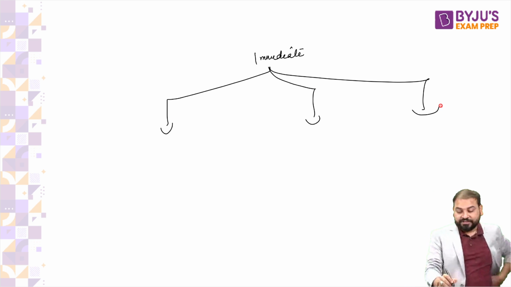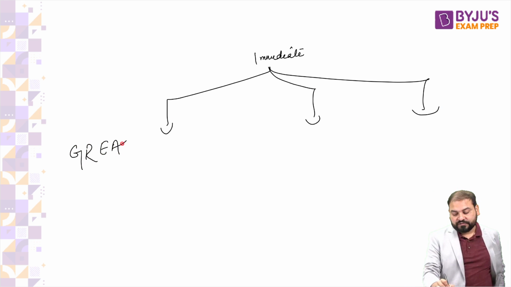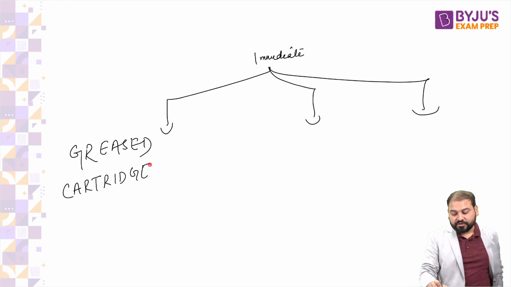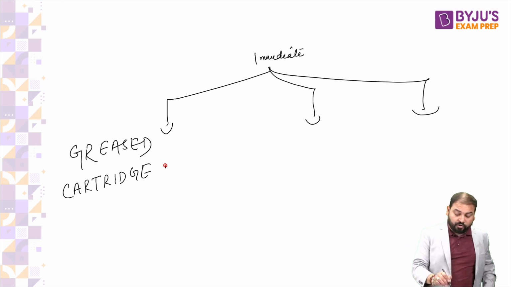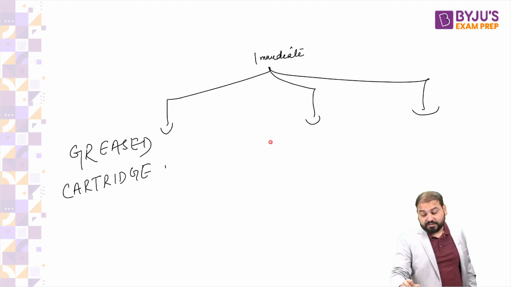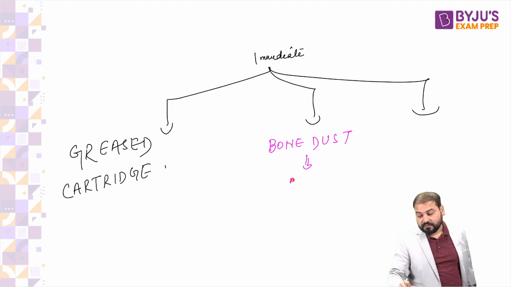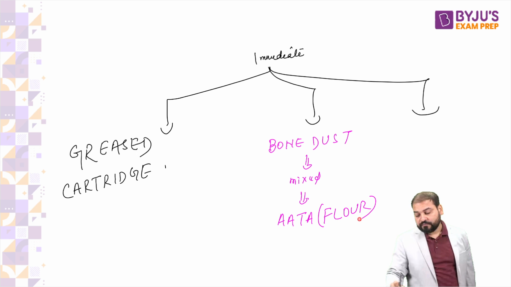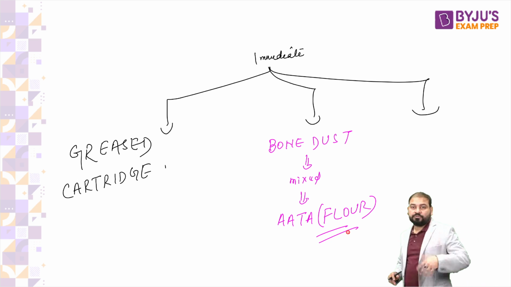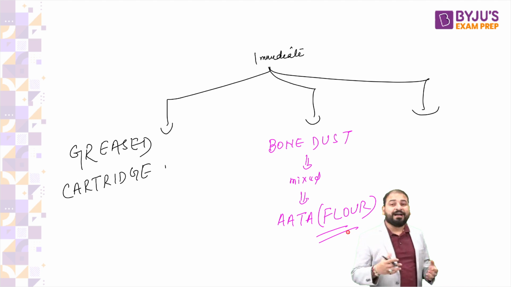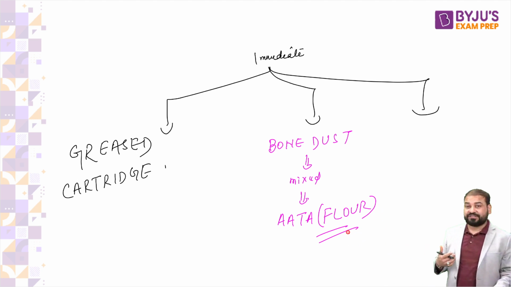One, which I just now told you, the story of greased cartridge. The second rumor was that bone dust was being mixed in the atta. Atta means flour. You know, the chapati, they said in that bone dust were being mixed.